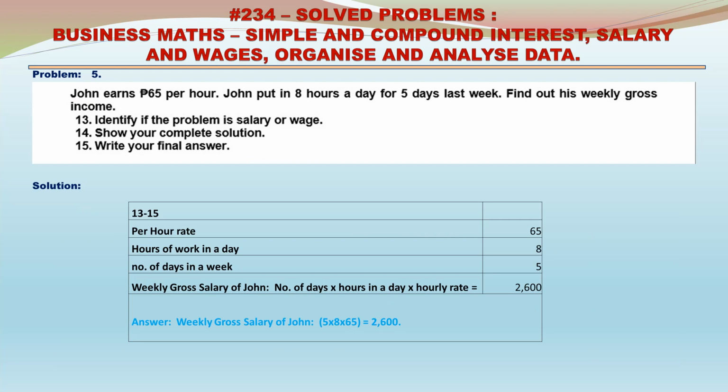Problem 5. John earns 65 per hour. John put in 8 hours a day for 5 days last week. Find out his weekly gross income. Identify if the problem is salary or wage. Show your complete solution. Hourly rate 65. Hours of work in a day 8. Number of days in a week 5. Weekly gross salary of John, number of days into hours in a day into hourly rate, 2,600. It is wages as it is paid on hourly basis.